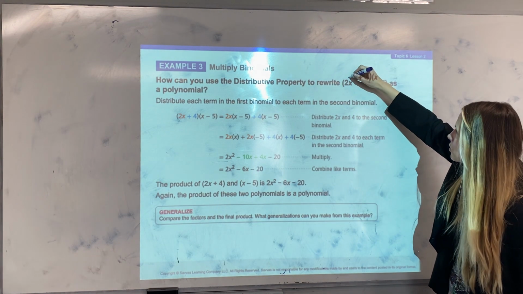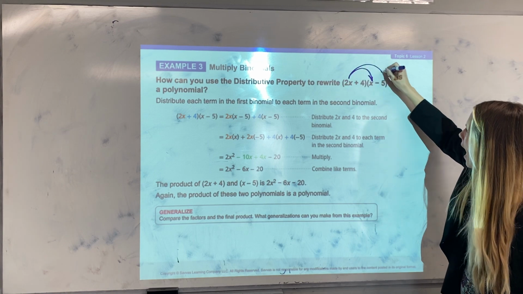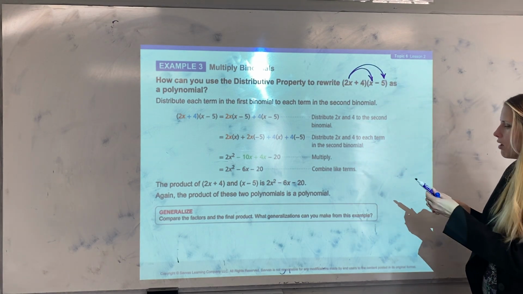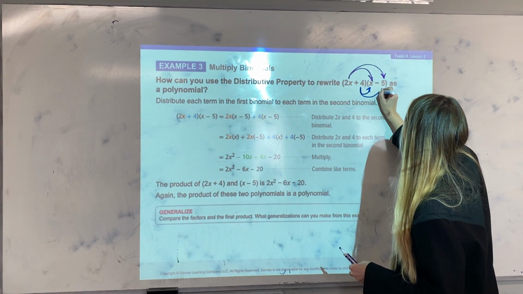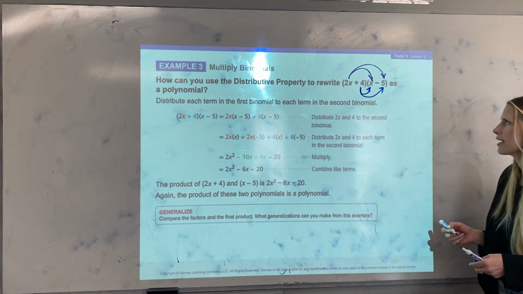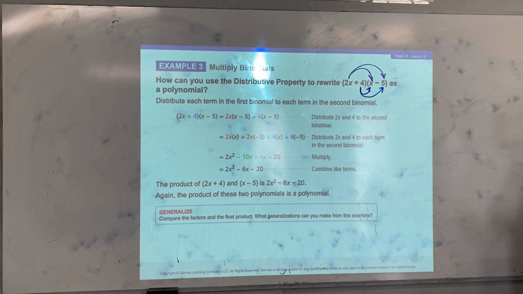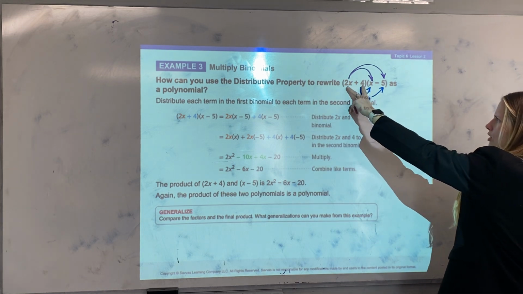So I would have to distribute the 2x to this and to that, and I'll also have to distribute the 4 to the x and the 4 to the -5. That's a lot of arrows. It might look a little complicated, so if you want to map it out a little bit clearer, we're simply going to take our 2x and our 4.